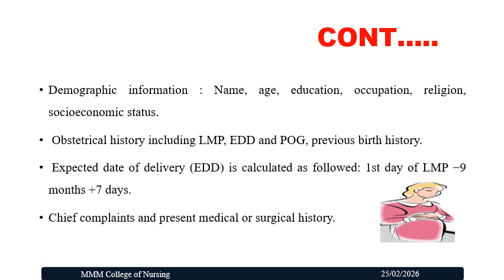We can calculate the EDD with the help of the last menstrual period. If a mother knows her LMP, the first day of the last menstrual period, add 9 months plus 7 days, and we will get the expected date of delivery. A few mothers don't know their last menstrual period. In such situations, we can calculate the EDD with the help of a USG, ultrasonography, based on the fetal growth and development. Then you should collect the history regarding the chief complaints and present medical and surgical history.